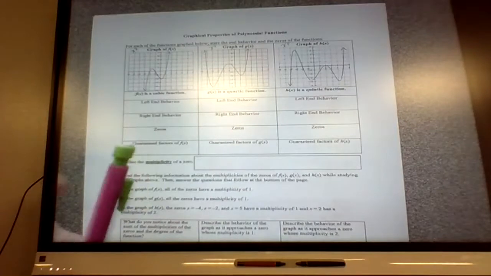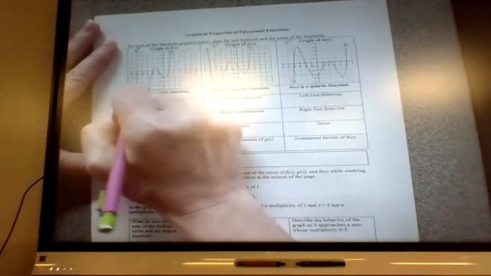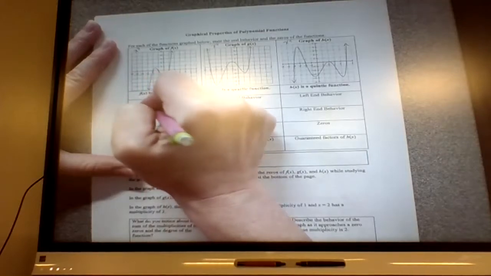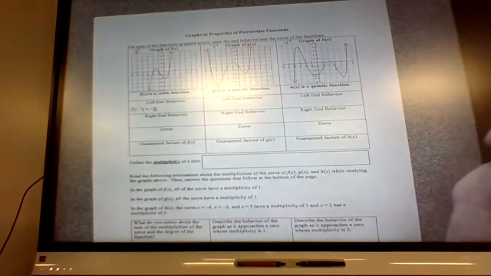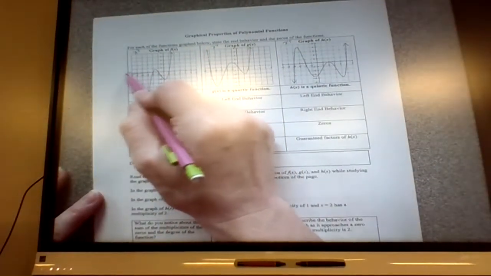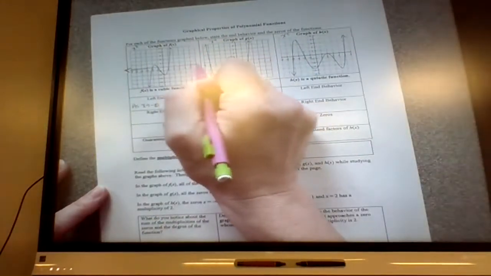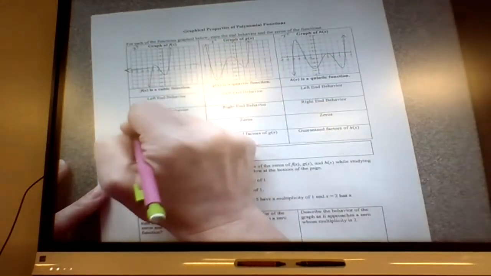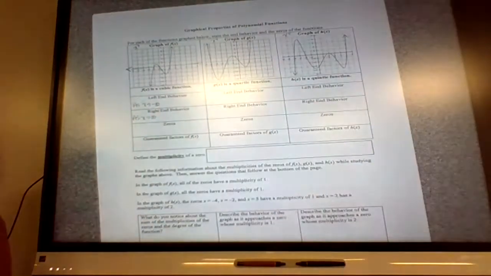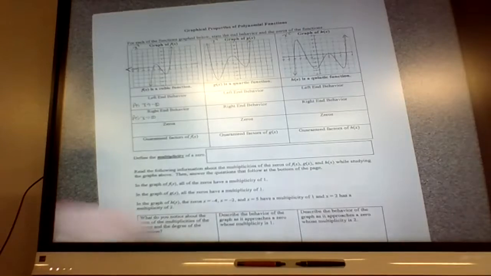So we're going to talk about end behavior. Left end behavior, if it's on the left side, then x is going off to negative infinity, because this is negative infinity and it's on the left. Okay. Right end behavior goes this way, so x is going off to positive infinity. But we haven't talked about the end behavior yet. We're just setting up where it's happening.